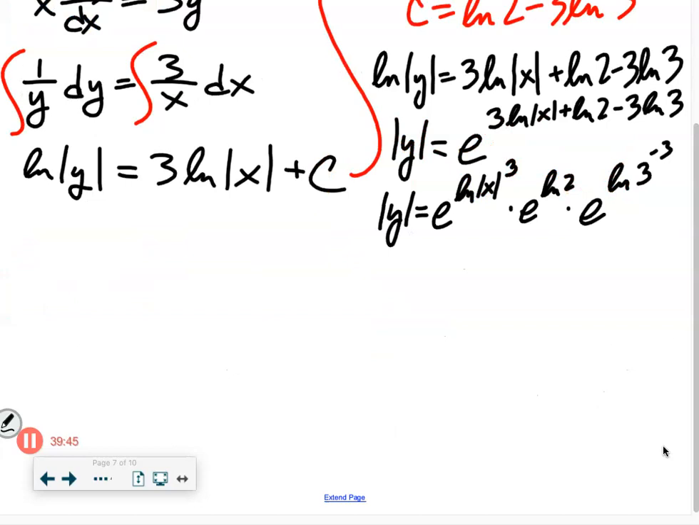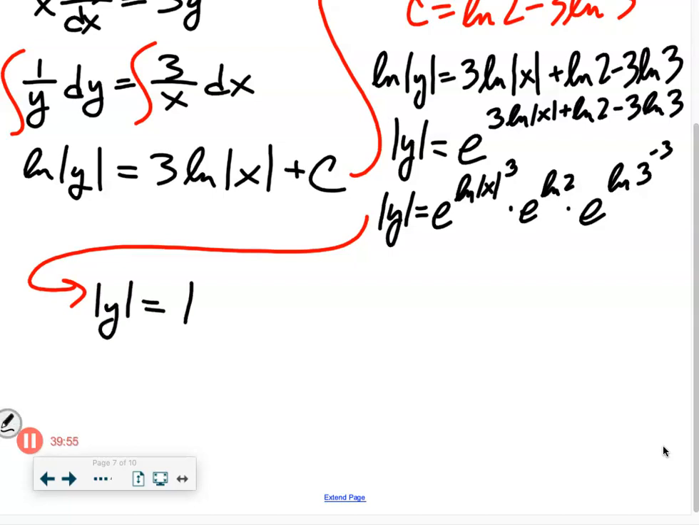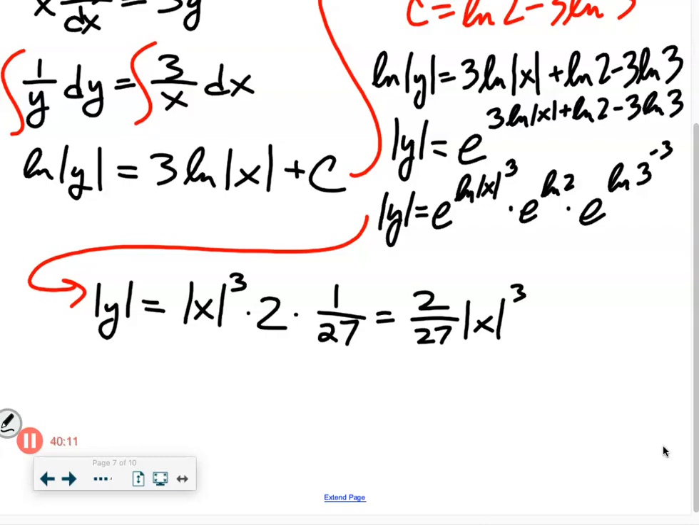So, once you clean it up, I'm going to go down here now. So you get absolute y equals absolute x cubed times 2 times 1/27. So you end up with 2/27 absolute x cubed. So now when you drop your absolute value, you get your plus or minus 2/27 absolute x cubed.